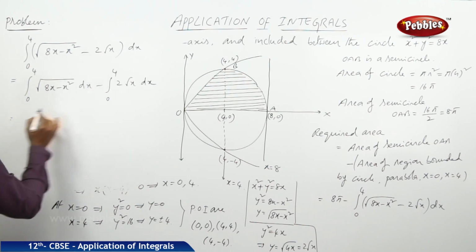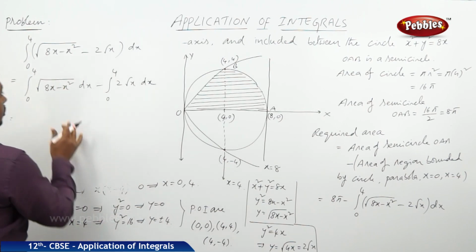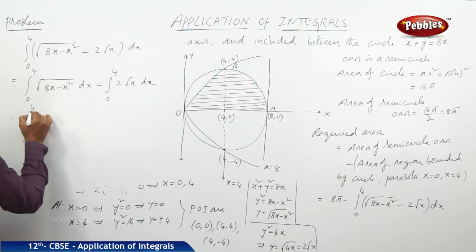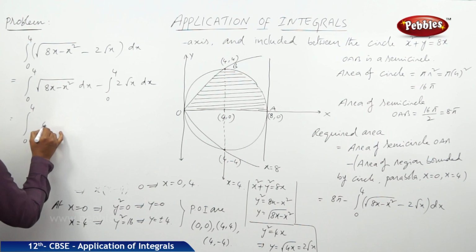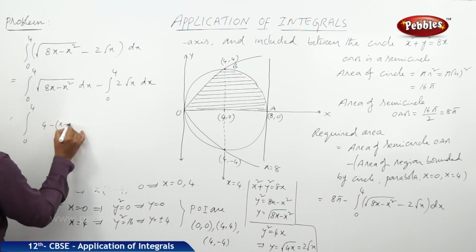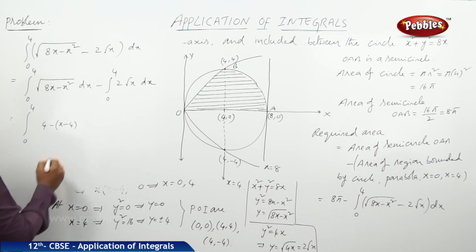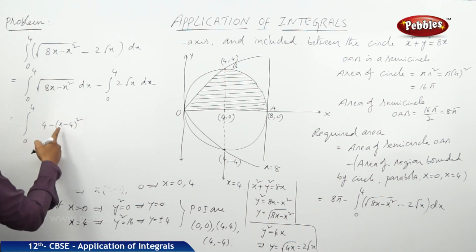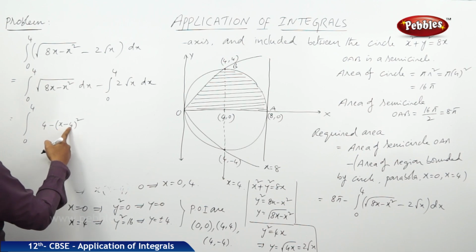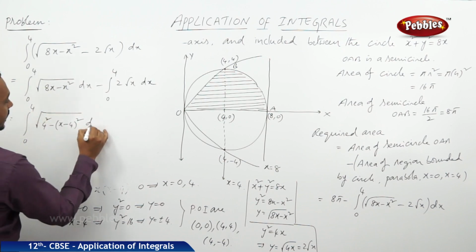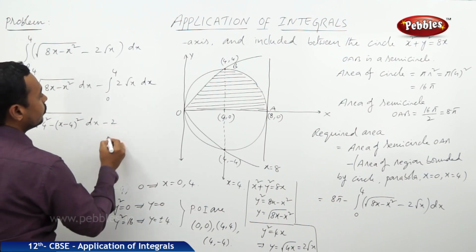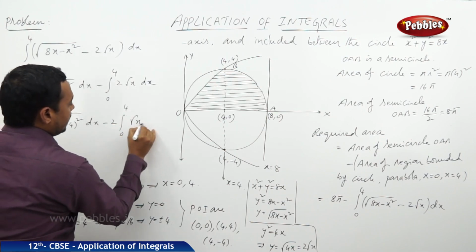Now what about this? Of course, here we can get the integral value directly. What about the first one? We can make it into a perfect square form. What is that? It is 4 minus x minus 4 whole square. You see, it is x square minus 8x plus 16. So here we are getting plus 16 with minus sign, minus 16. So let us take 4 square here, with root dx minus 2 into integral 0 to 4 root x dx.